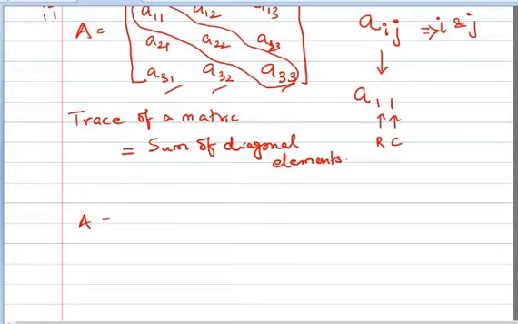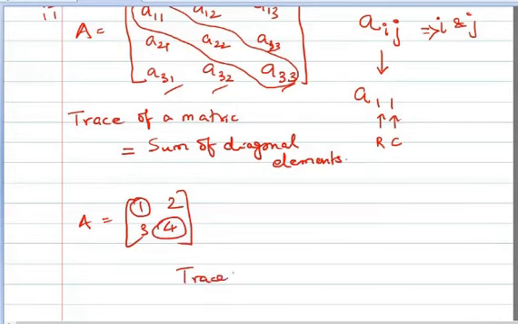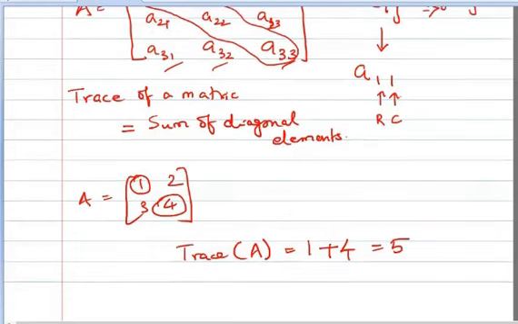Suppose I am having a matrix like this, 1, 2, 3, 4. So what are the diagonal elements? 1 is a diagonal element and 4 is a diagonal element. So the trace of matrix A is the sum of diagonal elements. So the sum of diagonal elements is 1 plus 4, which is equal to 5. Like this you can find the trace of a 3 by 3 matrix.